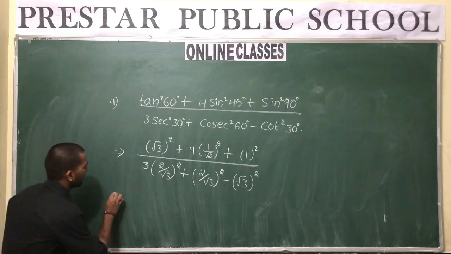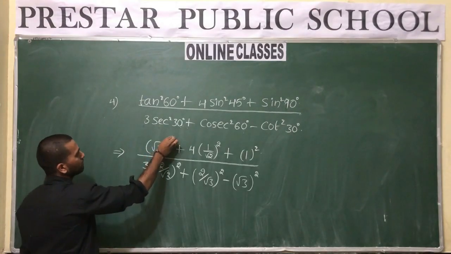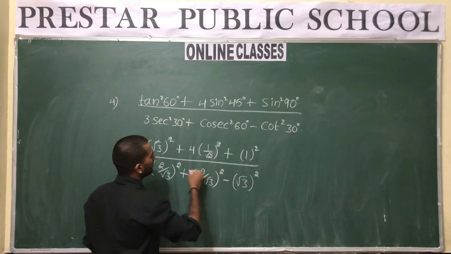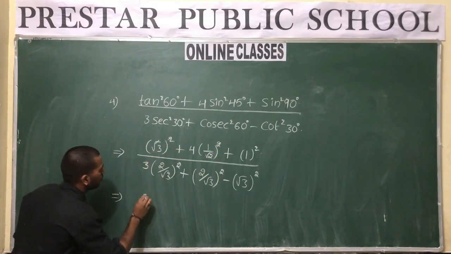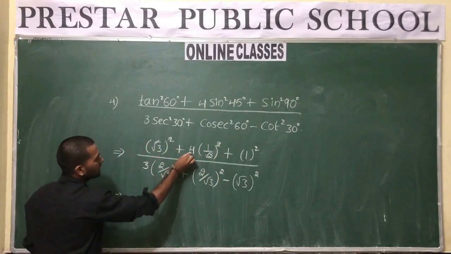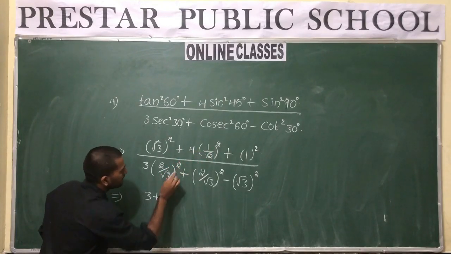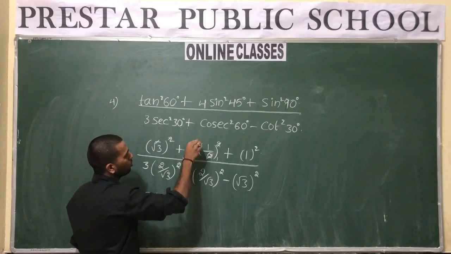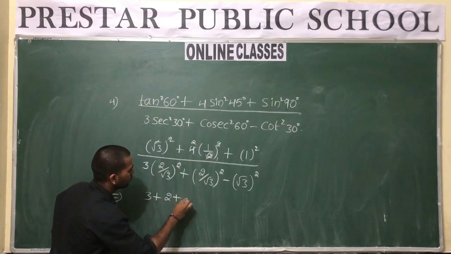Next, simplify them. Calculation part: the square root gets cancelled, and here also the square root gets cancelled. So the remaining value is 3 plus 4 into 1. Sorry, here 4 is there and here 2 is there. 2 ones are 2, 2 twos are 4. Here you will remain with 2.